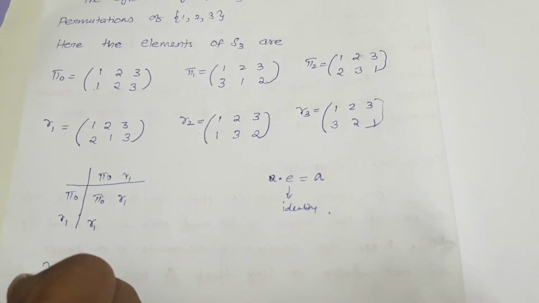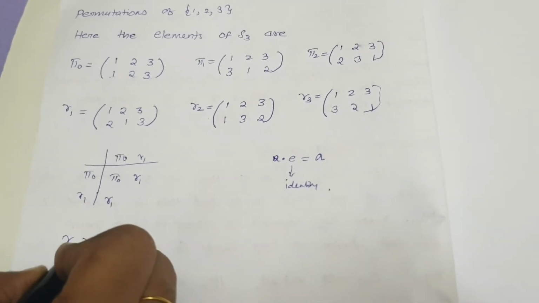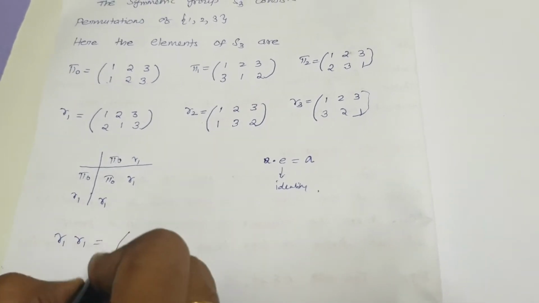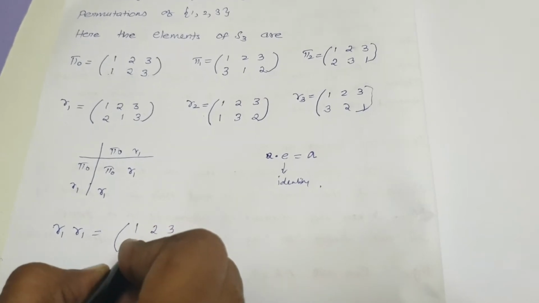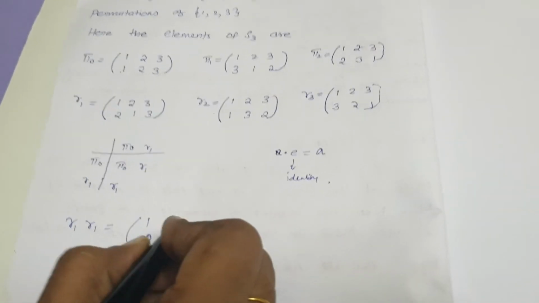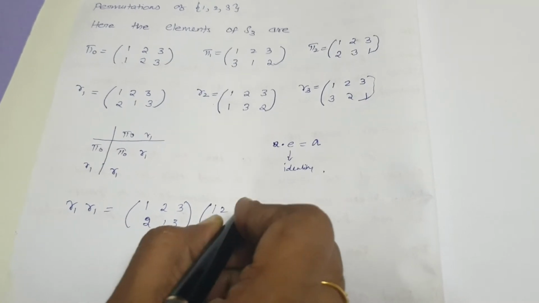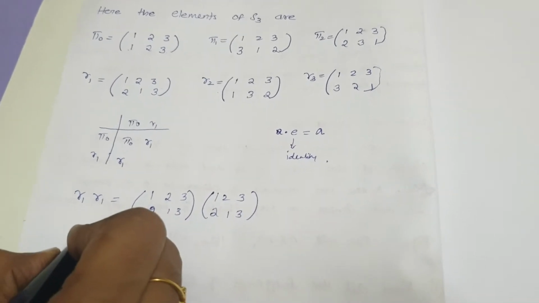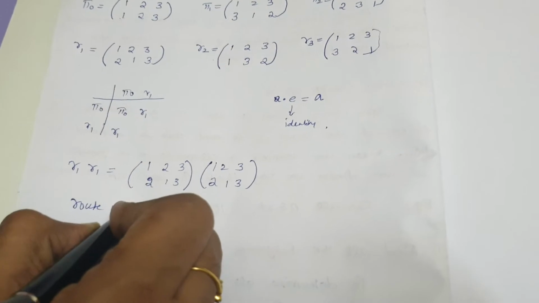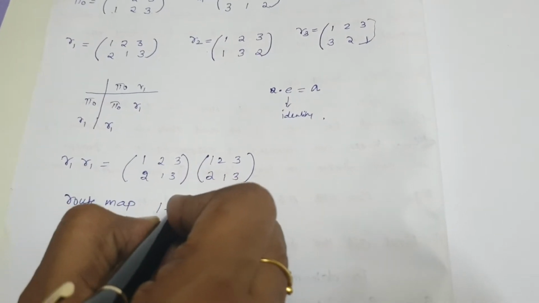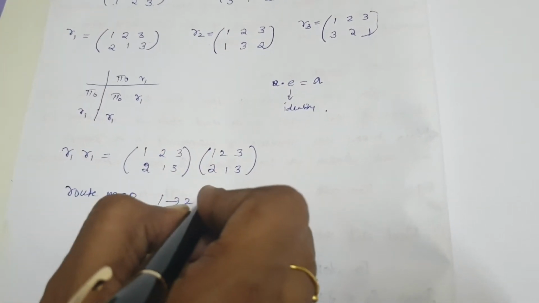So here you find out the value of R1 into R1. Here R1 value is 1, 2, 3 over 2, 1, 3. Next R1 is again 1, 2, 3 over 2, 1, 3. So here the mapping is nothing but 1 to 2, 2 to 1.